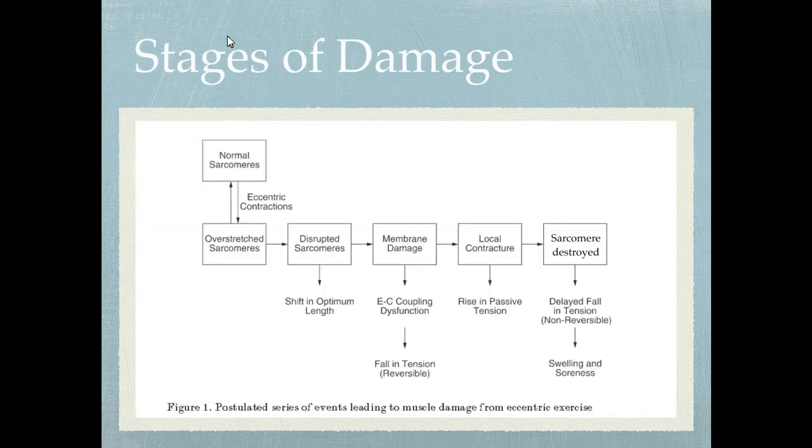In this overview, we have normal sarcomeres, followed by eccentric contractions. You have overstretched sarcomeres. If you go beyond that, they're just disrupted but can be repaired. When we actually start getting membrane damage, there are certain issues such as problems in cell signaling and falls in tension, but this can be recovered. However, the last part is you can actually have destruction of the sarcomere itself, and that cannot be recovered from.